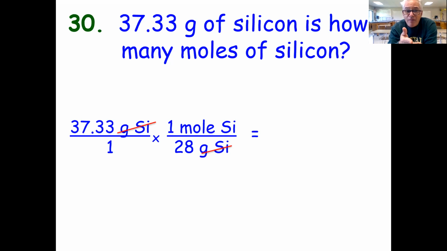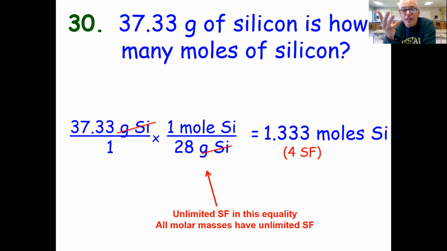So you have 37.33 times 1 across the top. That's 37.33 over 1 times 1 over 28. So you got to do a division problem. Bada bing, bada boom, with 4 significant figures. Now look, there's always unlimited significant figures in the conversion factor because you didn't measure it. It's an equality. We have 4 significant figures in the starting point, so we have to have 4 in the answer.